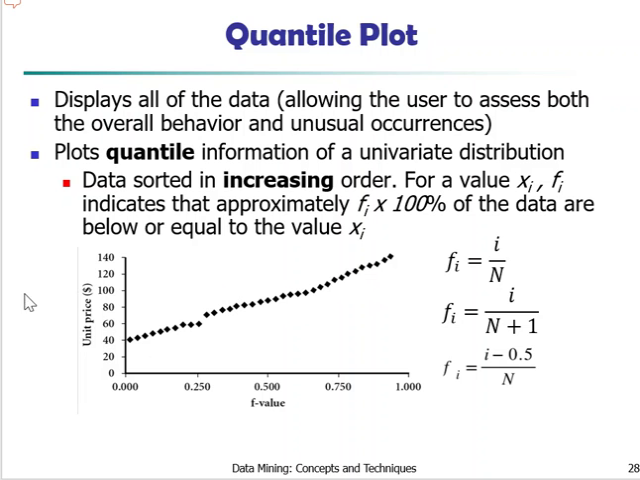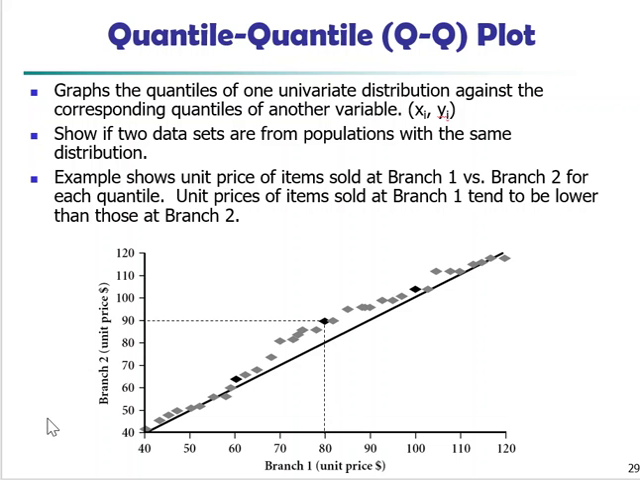The quantile plot is actually fairly rarely used alone. The most common usage is actually to plot a quantile-quantile plot. The idea: a quantile plot plots a univariate variable, so it plots only one value of only one variable. But a quantile-quantile plot graphs the quantiles of one univariate distribution against another univariate distribution.